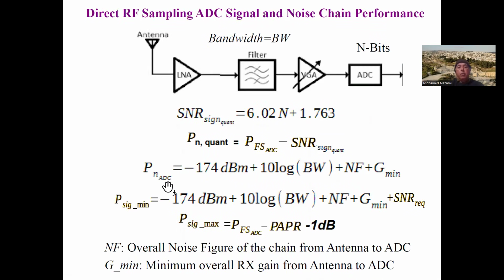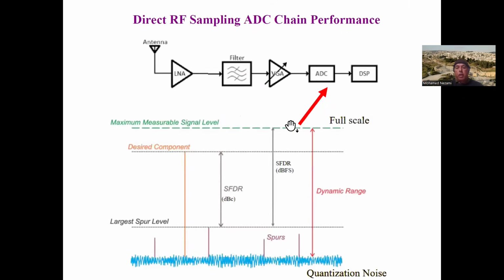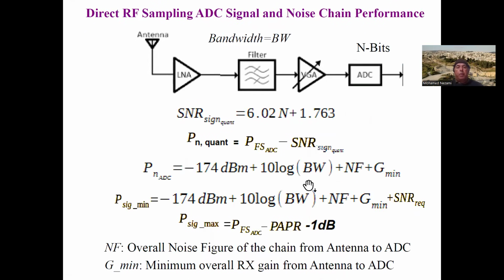So the noise of the ADC due to just the quantization noise, which is the noise floor of the ADC due to quantization, is really the full scale minus the SNR of the ADC, which is defined by this. So that gives you this value in here. How many dBm in here? And then, of course, the ADC noise due to thermal noise on the front end is defined as minus 174 dBm per hertz.